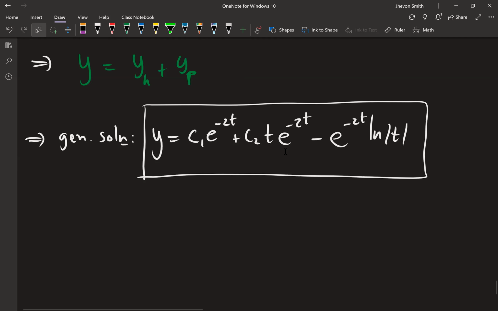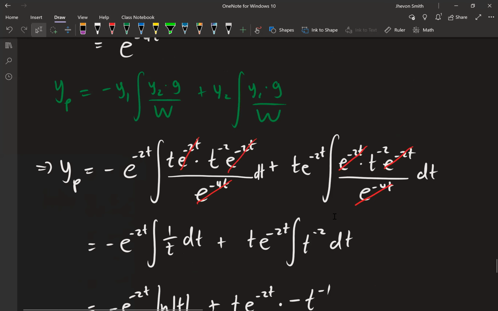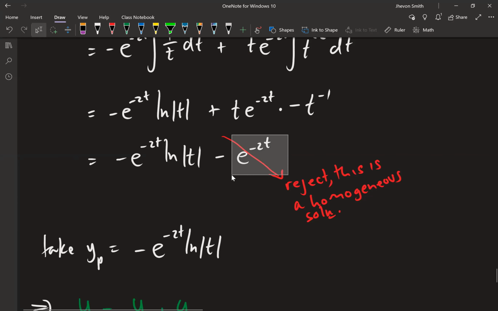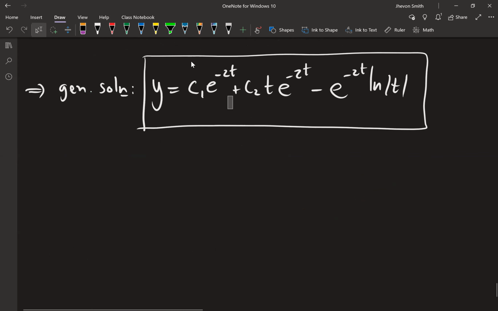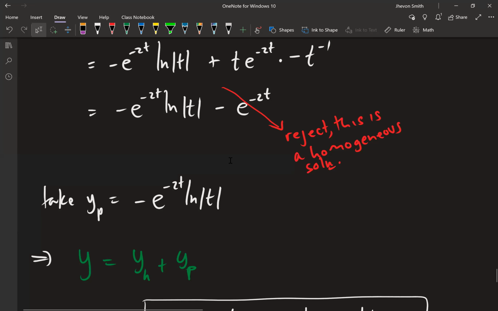Yes. If a homogeneous part shows up in a particular solution, you should ignore it, because the e to the minus 2t here would combine with that e to the minus 2t. You'll just have a different constant in front of it, so it's going to be absorbed into that anyway. So you can just ignore it. If any terms of your homogeneous solution pop up in a particular solution, you want to actually ignore them.